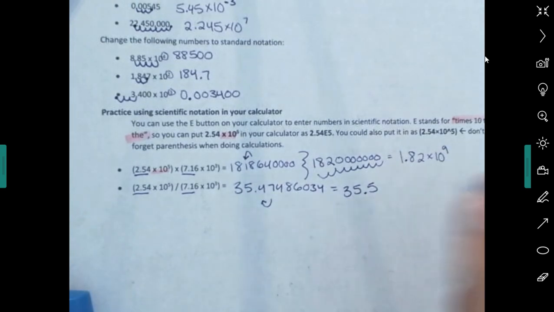And if you really wanted to move that to scientific notation, I mean, technically you could write it as 3.55 times 10 to the first. That's equally correct. Both of these are equally correct.